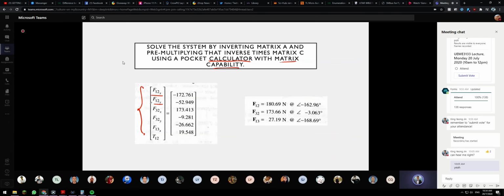So we have F12x, F12y. Based on that, we can calculate the force, which is 180 at an angle of negative 162.96 degrees. Then we have F32, so these two values come here. We will get 173.66 Newton at an angle of negative 3. Then F13.